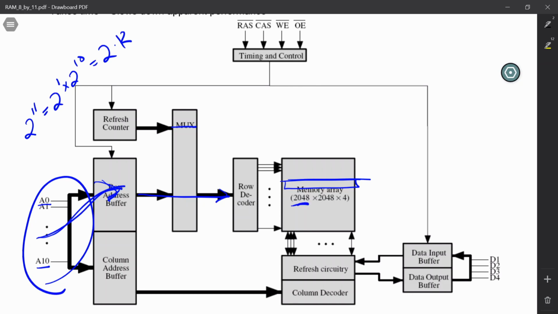Then we change the values that are on these address lines so that it now contains a column address, and then that column address goes into the column decoder, and the column decoder selects one column out of our, once again we've got 11 address lines, so now we have 2048 or 2K columns. And then where the two intersect, that's the memory location that we are looking for.